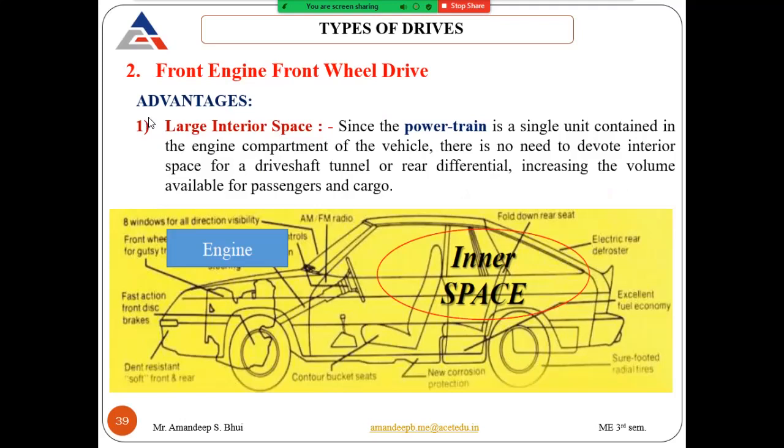Now, what are the advantages? Large interior space. In this configuration, because there is no drive shaft, there is a lot of space available for the passengers. There is a lot of leg space, that is a lot of room for front passengers and back passengers also, because the powertrain is missing. It is all attached at the front axle.